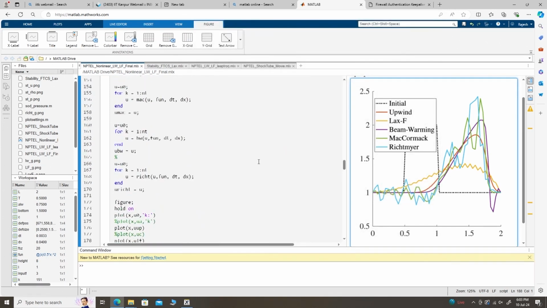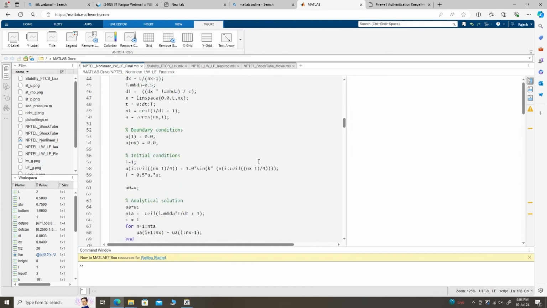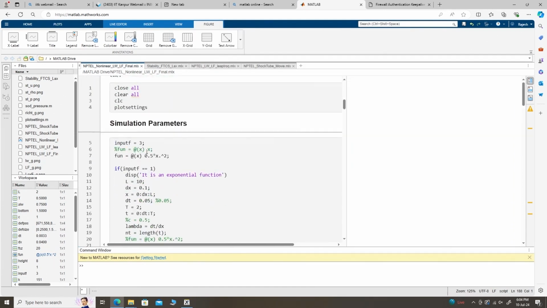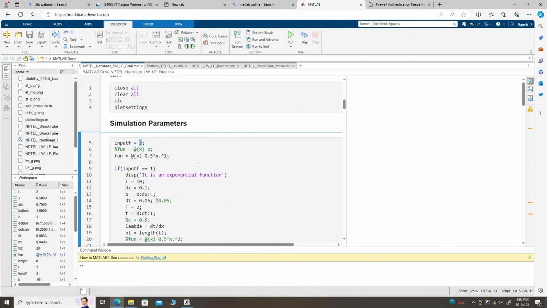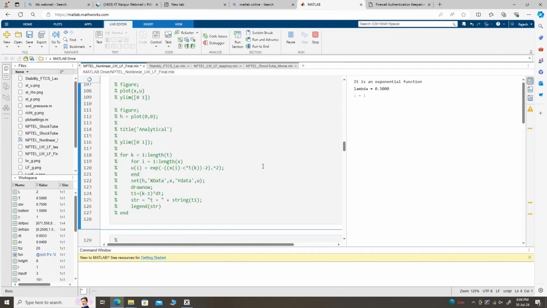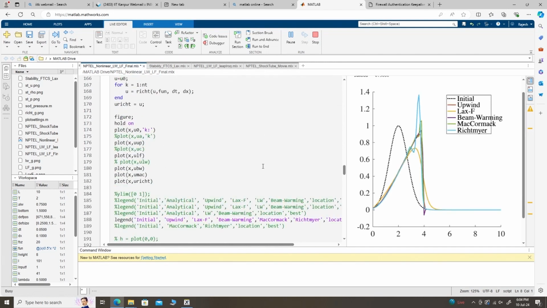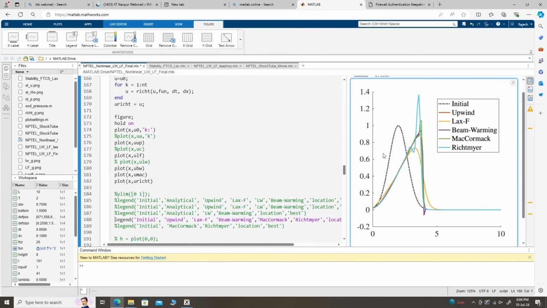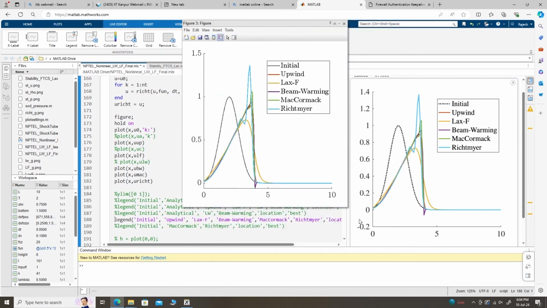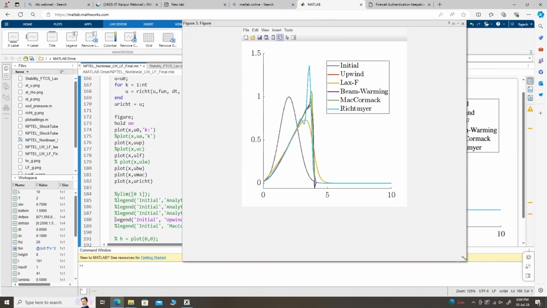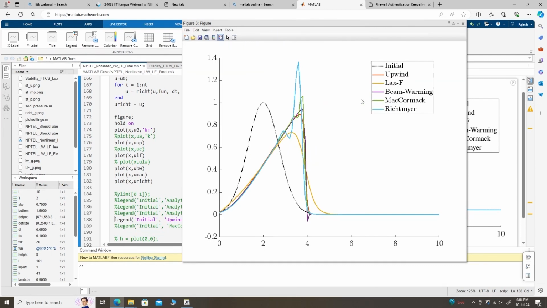Let us say if you want to change it to an exponential function. I will change my input function to an exponential function and run it again. See how the behavior is. So this is now an exponential function. It is a much smoother function. So your Lax-Friedrichs behavior is much better, although there is a lot of dissipation here.